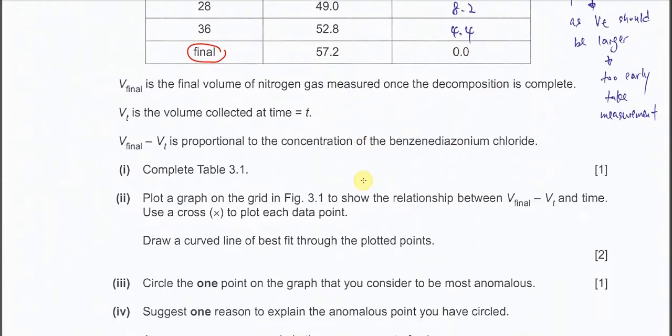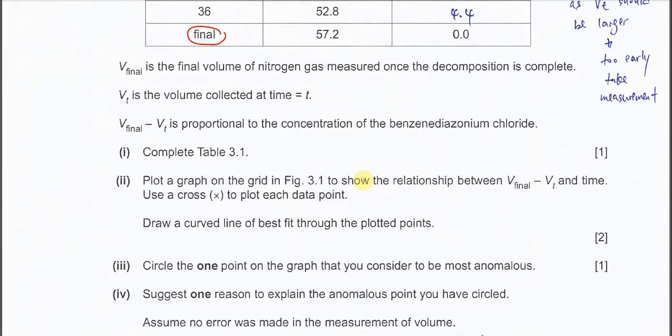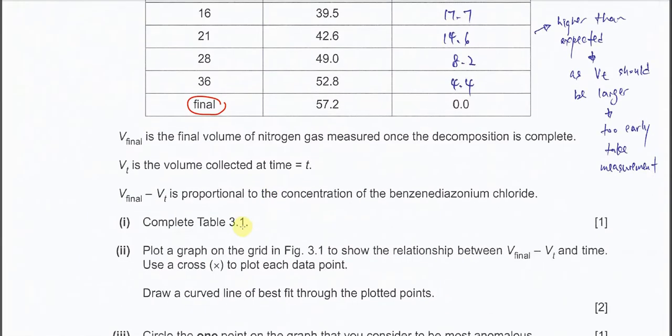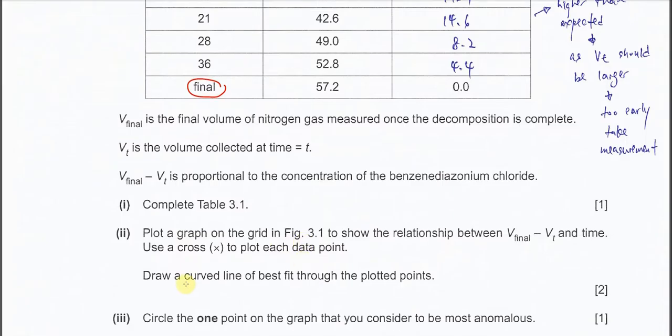Okay, so we discuss part by part. Part 1 is already done. Complete the table, and you should get all these values. Part 2, plot a graph in Figure 3.1 to show the relations. You must draw a curved line of best fit through the plotted points.